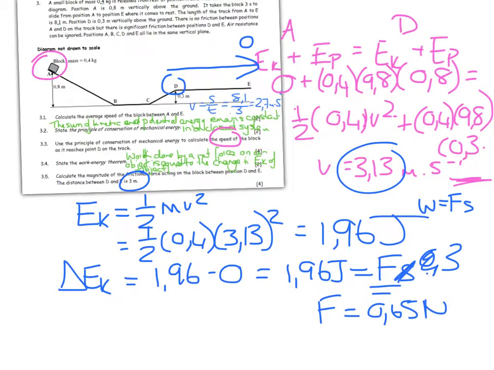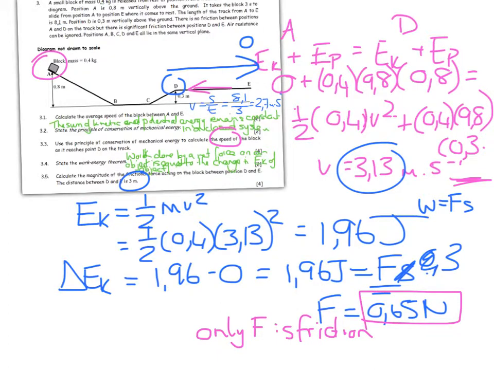What is the only force acting on this object between here and here? Well, it was going zoom, zoom, it's got some speed, and there's only one thing slowing it down, and that is the only force, friction. So that is the frictional force that is acting against it. The net force is 0,65 newtons against the motion. But again, they only ask for the magnitude, so I don't have to say against the motion.